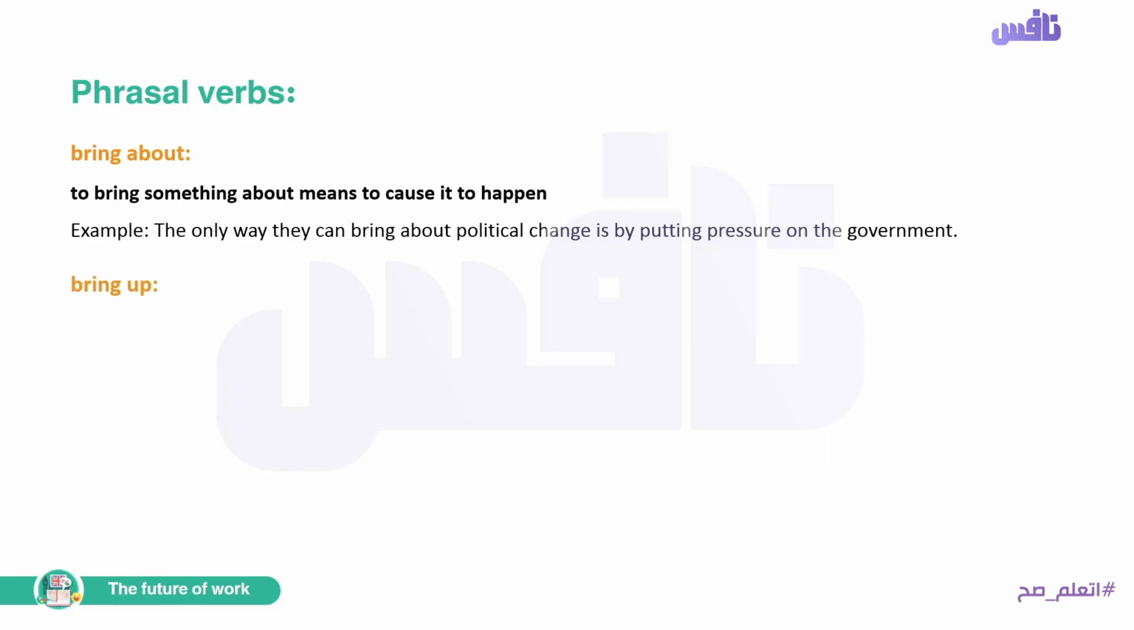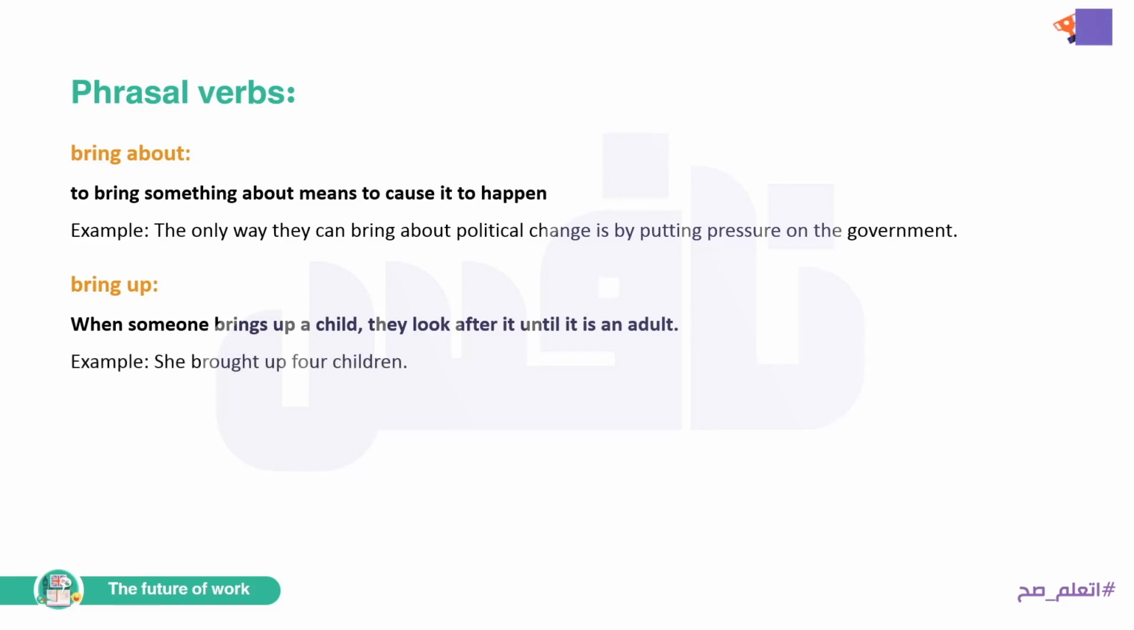طيب bring up: when someone brings up a child they look after it until it is an adult. when someone brings up a child معناه ان هو ايه؟ bring up يعني يربي. they look after it until it is an adult. بيربوا هذا الطفل لغاية لما يبلغ يعني. for example she brought up 4 children يعني ربت 4 أطفال. he was brought up in Nebraska يعني نشأ في نبراسكا أو ربي، لو احنا نترجمها حرفيا في نبراسكا.